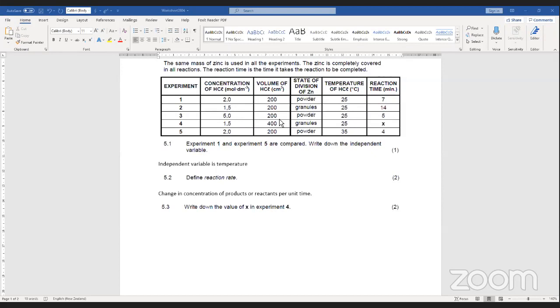So because your zinc is granules in both, and the temperature is staying the same, and the concentration is staying the same, it means that your value for X would be the same as what it was for experiment 2, because the volume of your acid doesn't change anything. So I would say that X is equal to 14 minutes. Does that make sense? Do you all understand why that is happening?